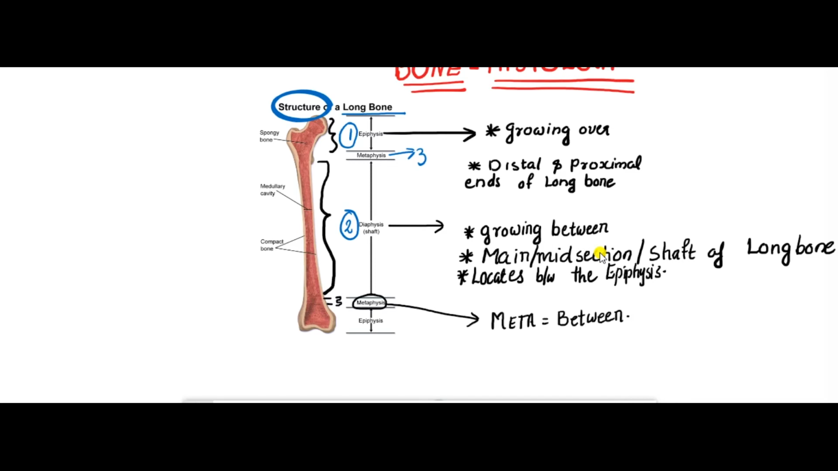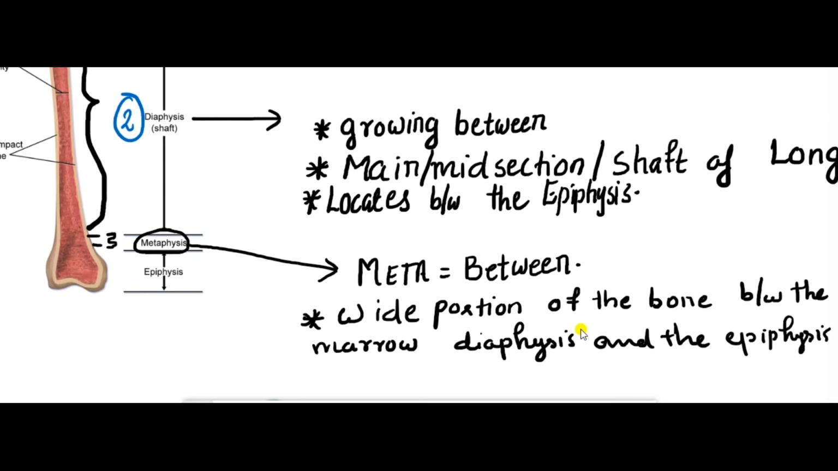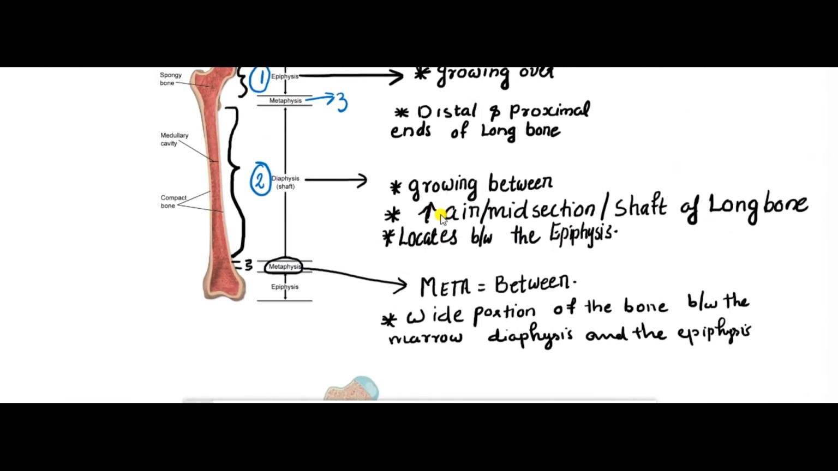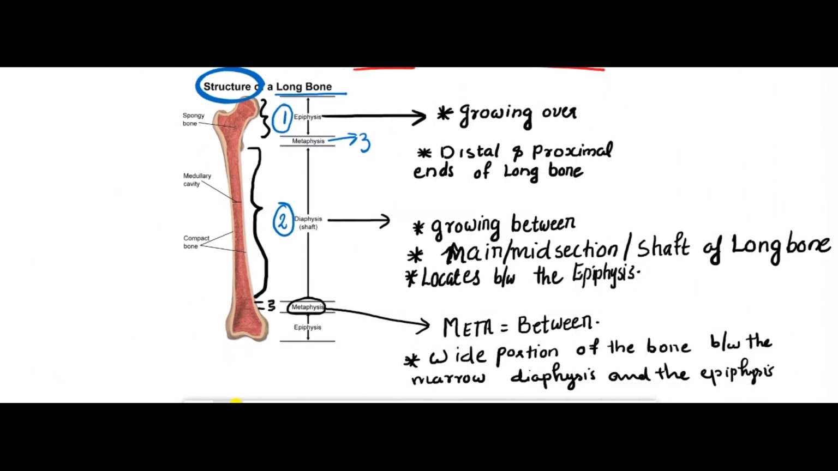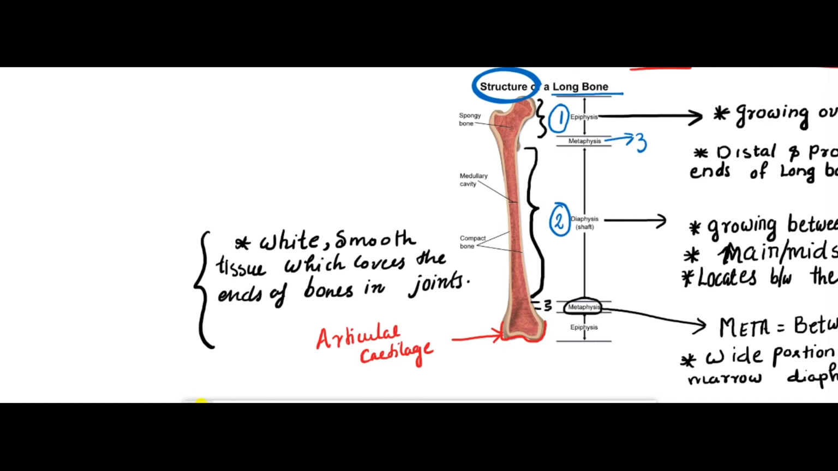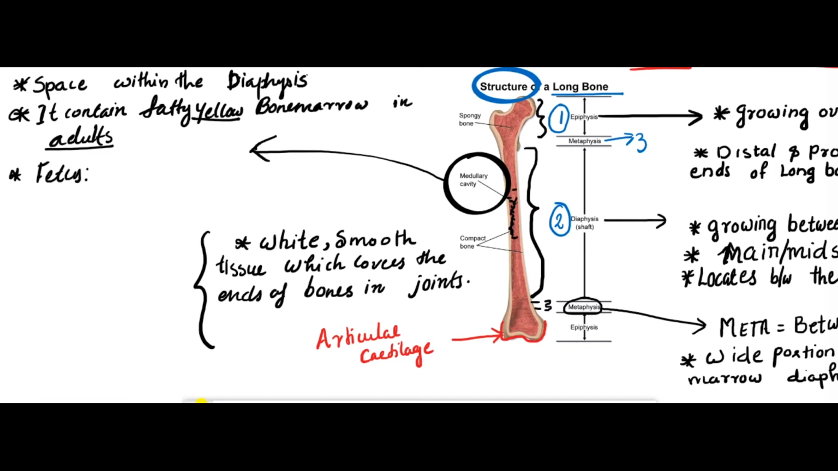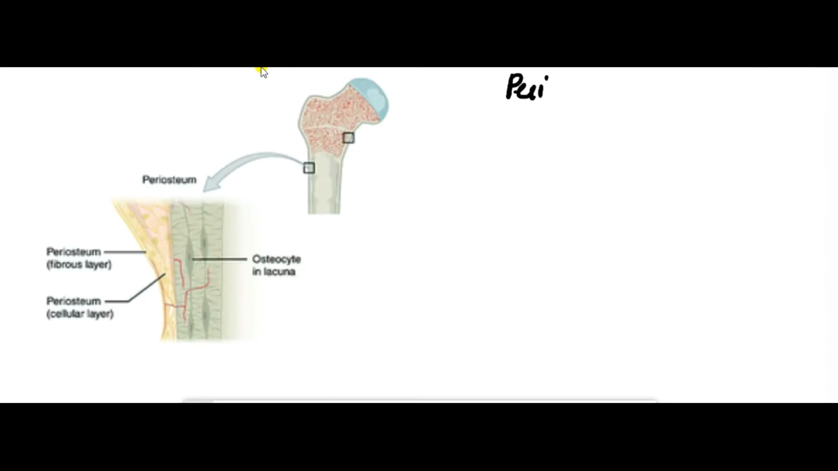Metaphysis, meta means between. It's a wide portion of the bone between the diaphysis and the epiphysis. Articular cartilage is a white, smooth tissue which covers the ends of bones in joints. Medullary cavity is the space within the diaphysis. It contains fatty yellow bone marrow in adults, and in the fetus, red bone marrow.